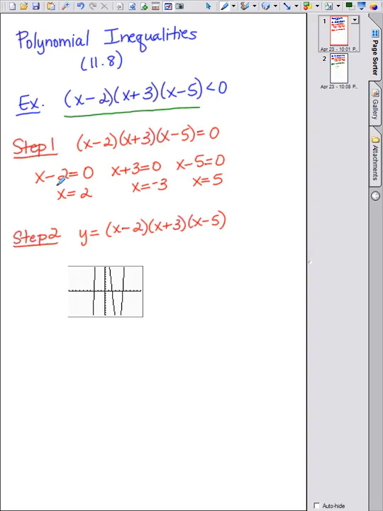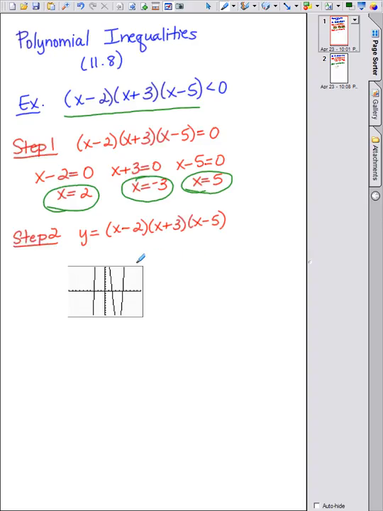So we have where x minus 2 is equal to 0, and if we add 2 to both sides, we get x is equal to 2. Where x plus 3 is equal to 0, we can subtract 3 from both sides to get x is equal to negative 3. And the last factor, x minus 5 is equal to 0, we add 5 to get x equal to 5. Now I'm going to follow this with the method that I showed you on the last video.